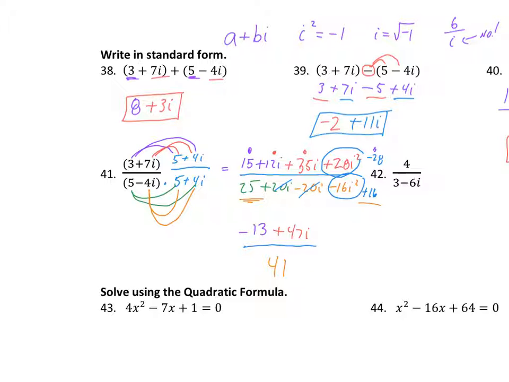So I should look at all three pieces here to see if they have something in common. 41 is prime, 13 is prime, so there's nothing in common there to ever divide out. So that is it for that problem. Again, the point there being to get the i out of the denominator was accomplished.